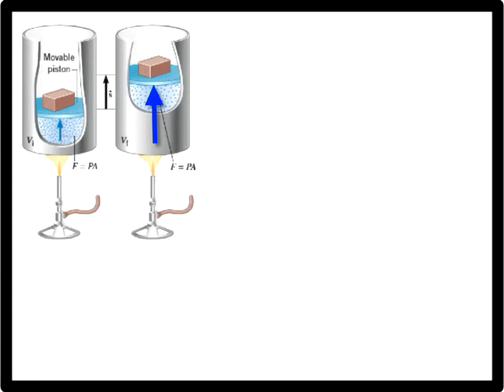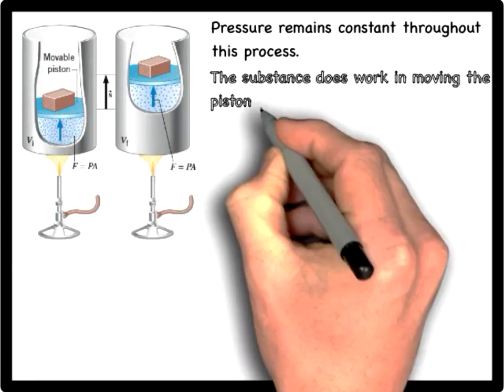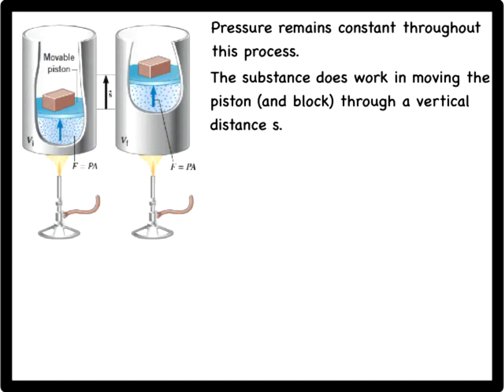Heating the substance causes it to expand and lift the piston. If the piston rises at constant speed, then the force on the piston is still equal to the weight of the piston and block, and the pressure in the substance remains constant. The substance does work in moving the piston and block through a vertical displacement.